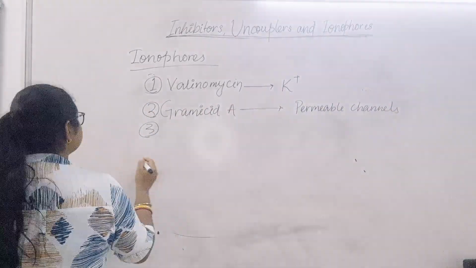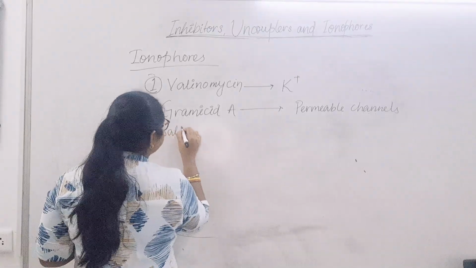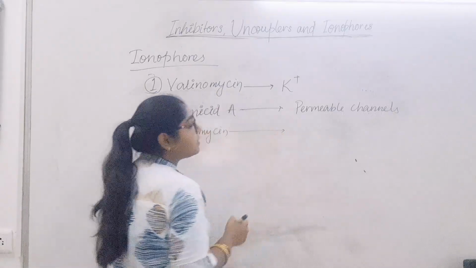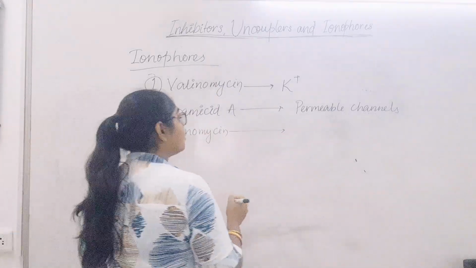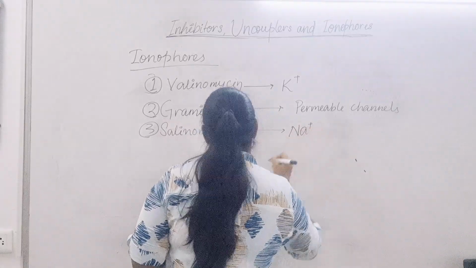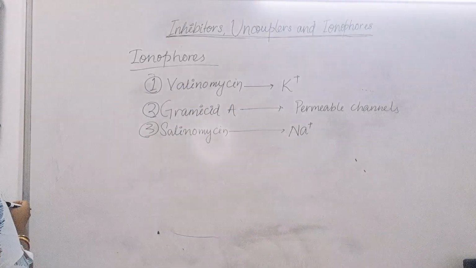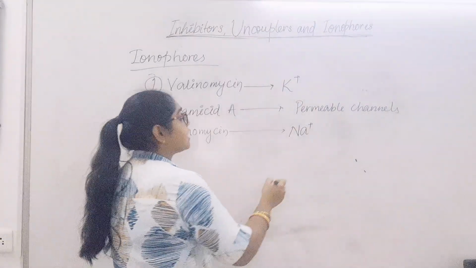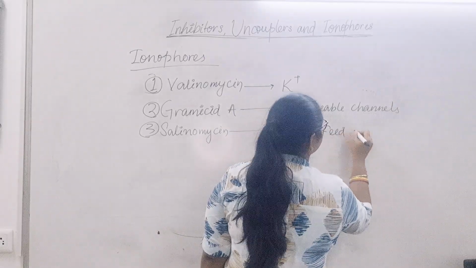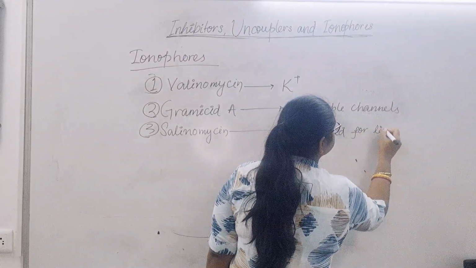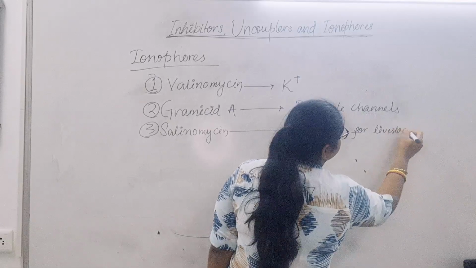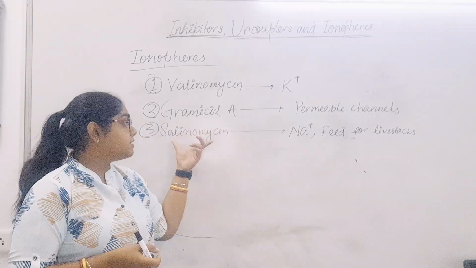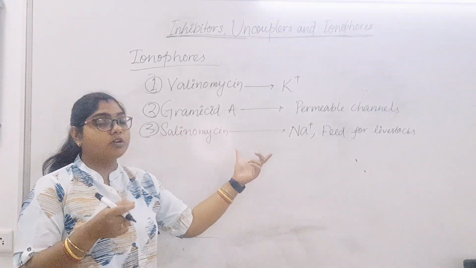Next, there is salinomycin. Salinomycin will make the cell membrane permeable to sodium. That's why it is known as a sodium ionophore. And it is also used as a feed for livestock, as a growth promoter. Livestock are like cattle, birds, chickens, or anything. So it is used as a feed for all the livestock.